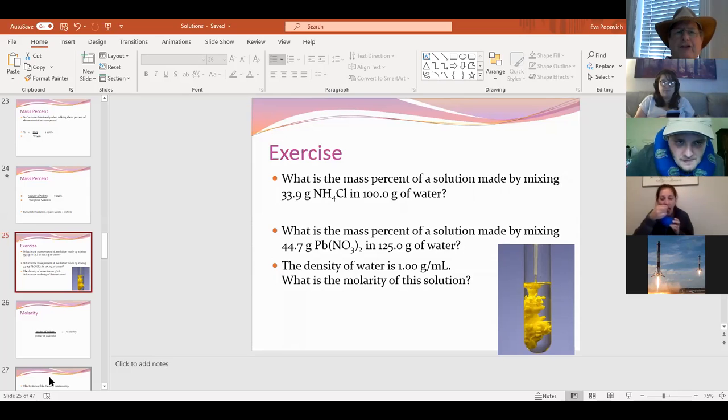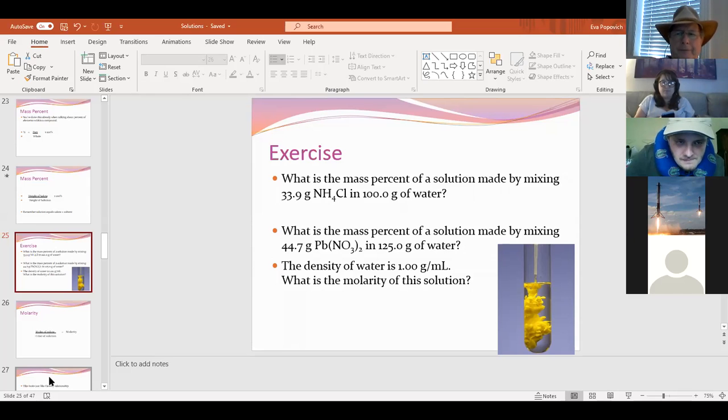Jennifer, why is it not the whole? Because your mixture or your solution is both the NH4Cl and the water. Does everybody understand what Jennifer just said? The whole is going to be what's dissolved as well as what's doing the dissolving. So in effect, the whole is going to be the 33.9 plus the 100. So our mass percent of this solution is not 33.9%, but in fact, it is 33.9 divided by 133.9.